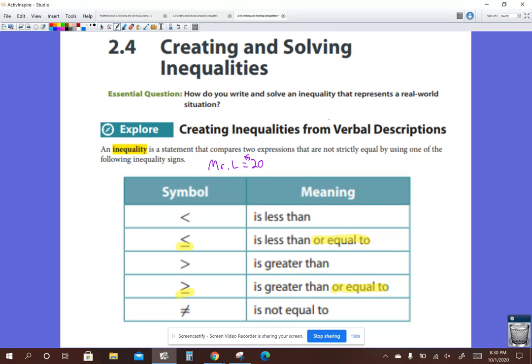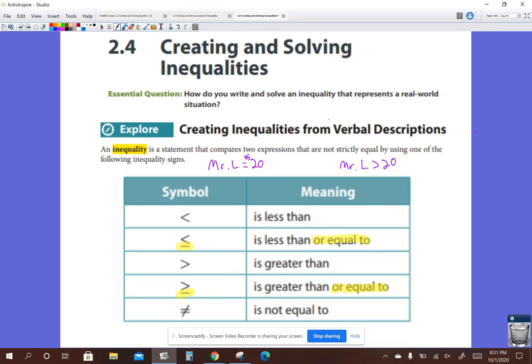There's only one option. But what would be cool is, Mr. L, the amount of money that I have is greater than $20. Wow. So what does that mean? Is greater than $20. So now you can think whether he has $21, 22, 25, 50, 100, $10,000. There's many more options for the amount of money that I can have. So that is the power of the inequality.